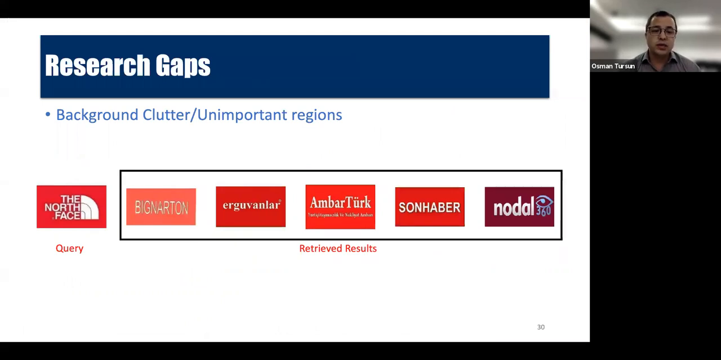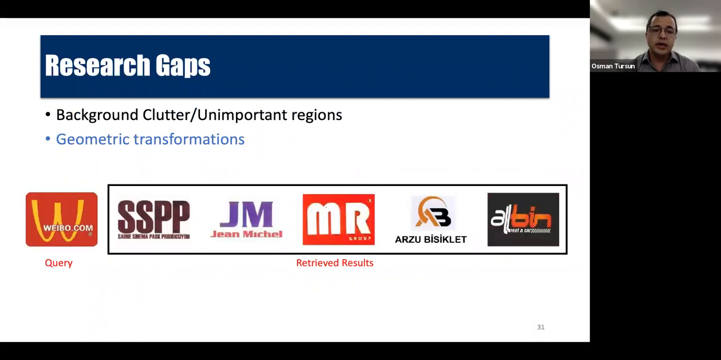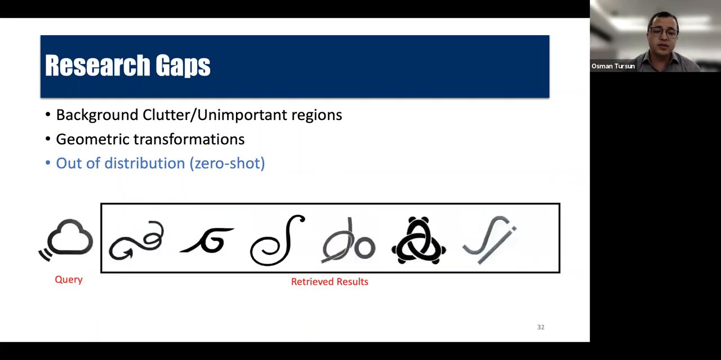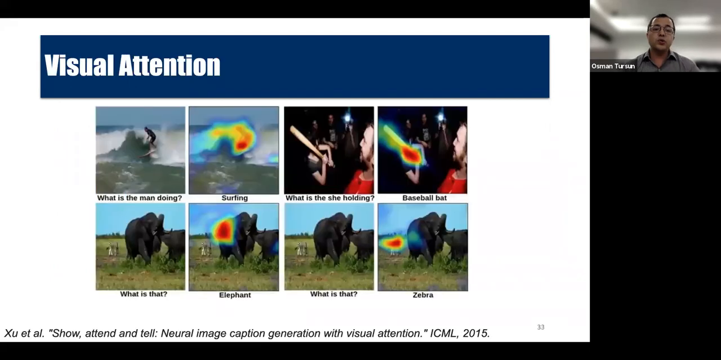The first one is that deep features are not so robust to background clutter or unimportant regions. Another one is that deep features are not robust to geometric transformations such as rotation. And the third one is that the features might fail in out-of-distribution cases such as zero-shot. To combat these three problems, I studied a visual attention-based approach.